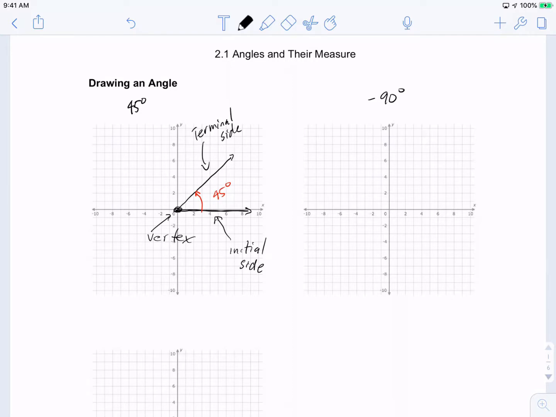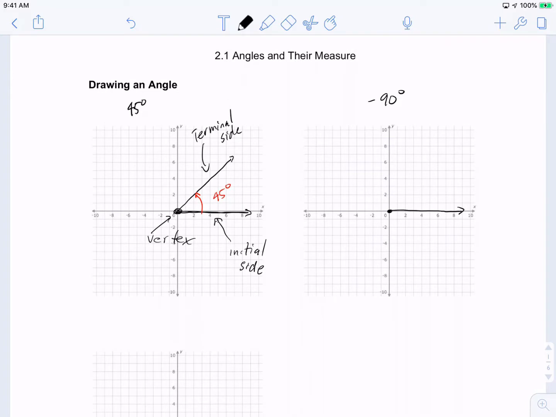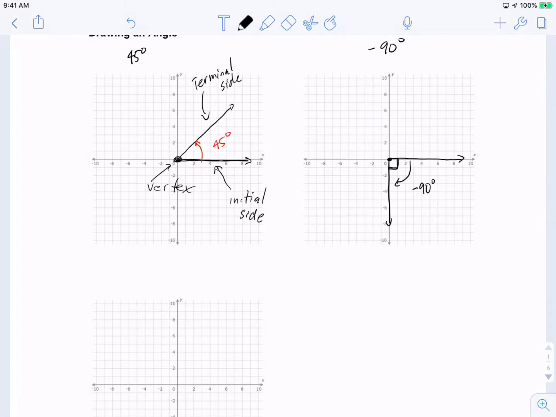If I draw a negative 90 degrees, so again we start with the vertex, and we're going to have our initial side, and then our terminal side. Since we're going at negative 90 degrees, we're going in this direction. We end up with a negative 90 degrees, and we see that a negative 90 degrees is a right angle. But again, the way that we do the angles is, for positive, it is going to be counterclockwise.